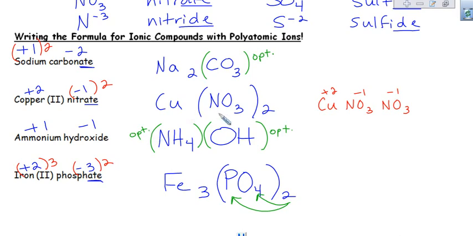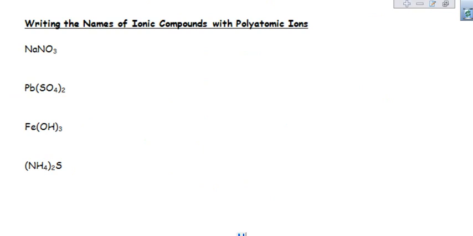Let's look at naming them. Naming compounds with polyatomics. Again, a lot of the same rules apply. There's a positive ion and a negative ion. So these names should have 2 parts. If you see something in parentheses, then you know that it's a polyatomic. If you don't see it in parentheses, but look at the first one, NaNO3. After a while, you'll kind of get used to these because the polyatomics are very common. Well, this is obviously sodium.